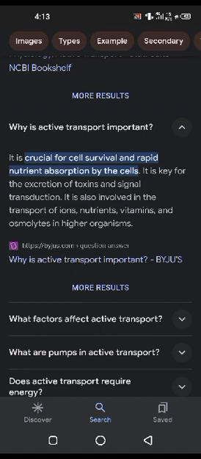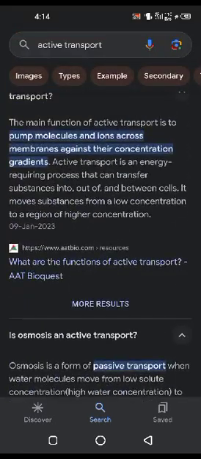This paragraph is very important. It is the importance of active transport.